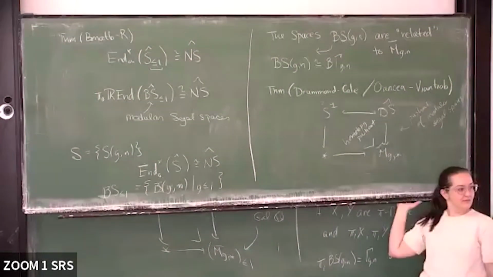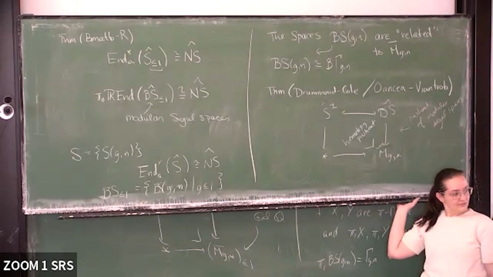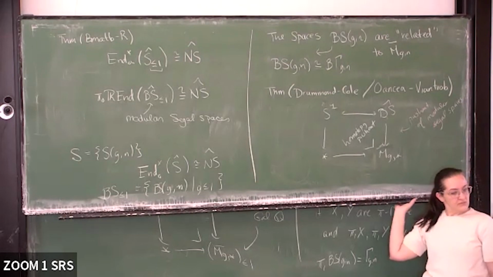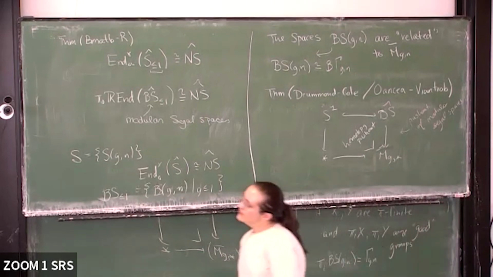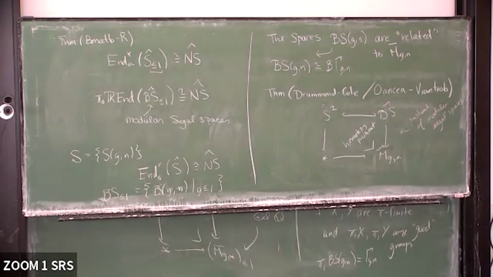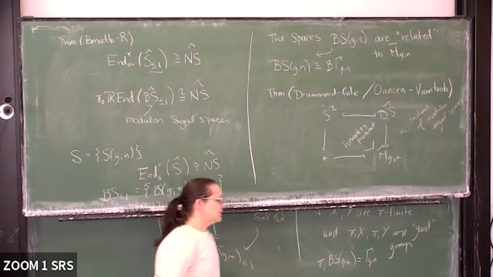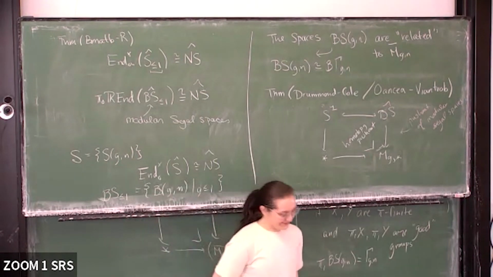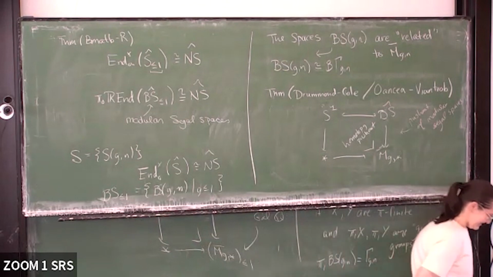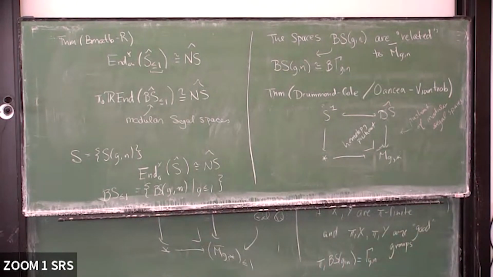Can you say anything about the entire homotopy type of these derived endomorphism spaces, not just pi 0 but the higher homotopy? Yes, there's a pi 1, but I don't know what it is.